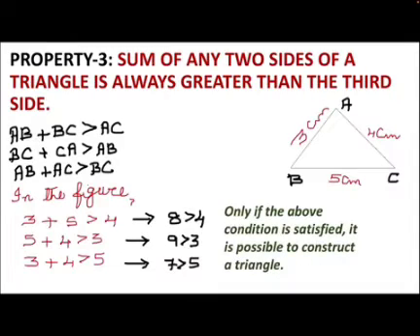Now, only if the above condition is satisfied, it is possible to construct a triangle. Children, listen carefully. What condition? Sum of any two sides is always greater than the third side. Only if that condition is satisfied, you can construct a triangle. Okay, so that is the third property. Please learn it by heart and try to prove it practically by drawing many triangles and measuring and checking.